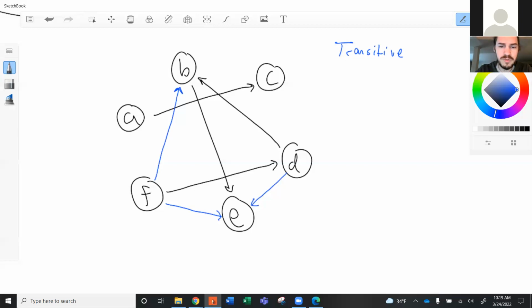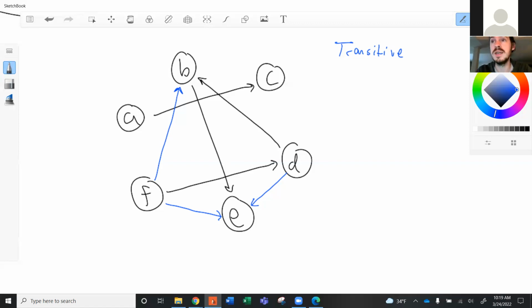Melody said E to F. So E doesn't actually go anywhere. We don't have any arrows coming away from E, so there's nothing that's going to start from E. We did need to go F to E. So we did need to go the other direction because of the F to D, D to E.